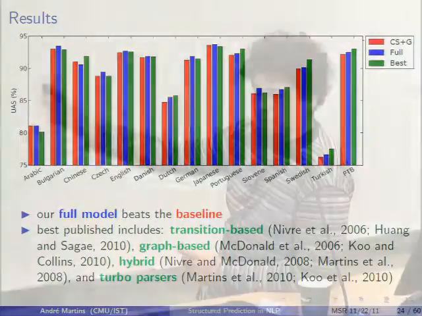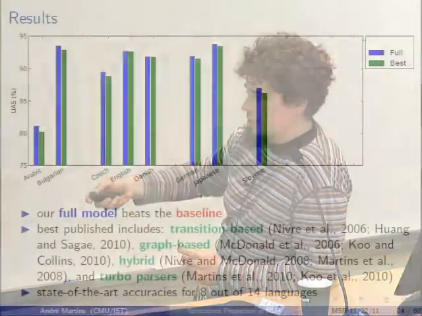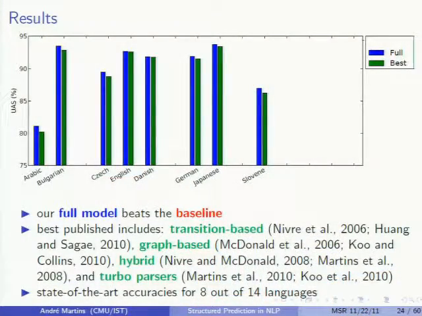So this compares a bunch of different methods that have been used for parsing. We don't win for all languages, but we get state of the art for 8 of these 14. And we are pretty close for the others. Right, so these are the ones that we are winning.